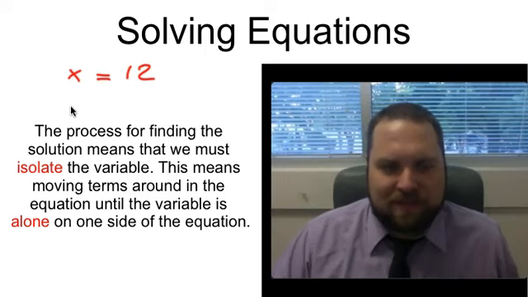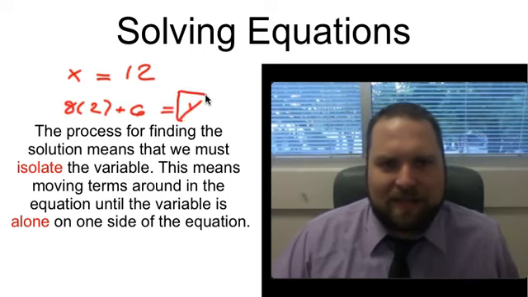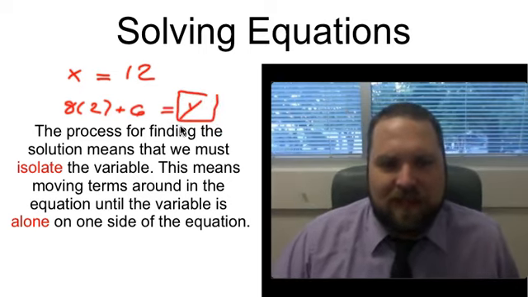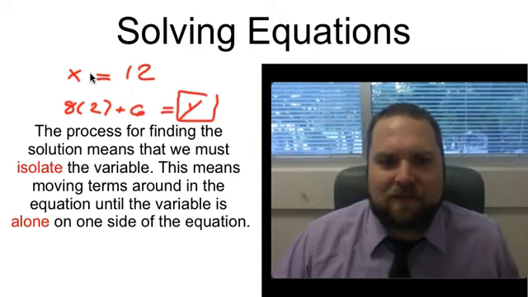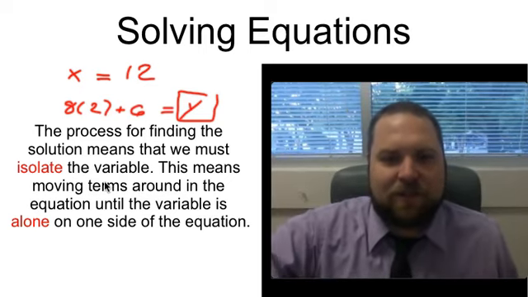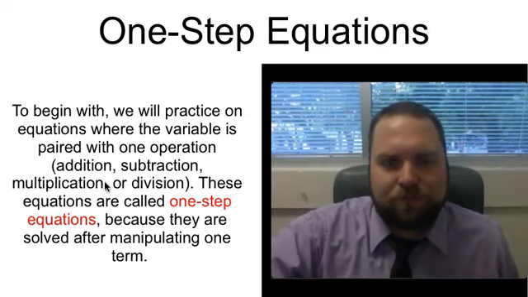It could also be something that looks like this: 8 times 2 plus 6 equals y. This y is isolated. It is by itself on one side of the equation. And this is our whole goal in order to solve, because once I've isolated that, the number on the other side of the equation tells you the solution. So what I want to do is use what we learned about manipulating equations and move everything around until the variable is all by itself.